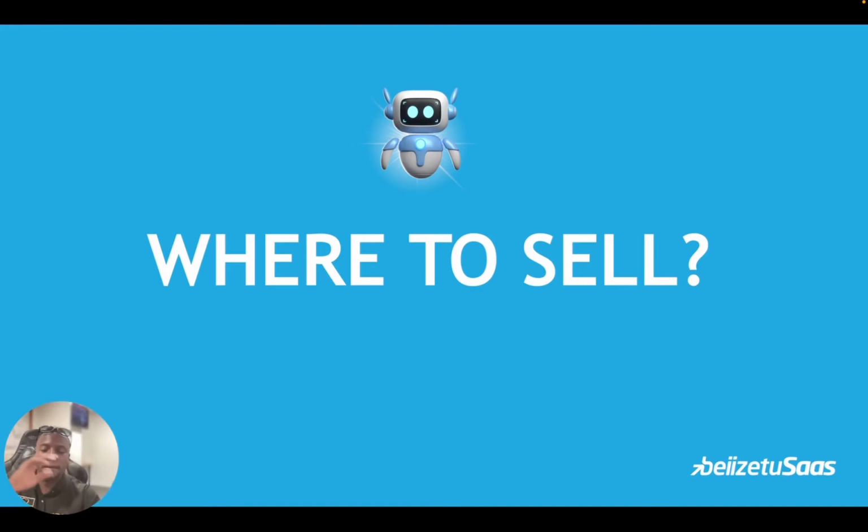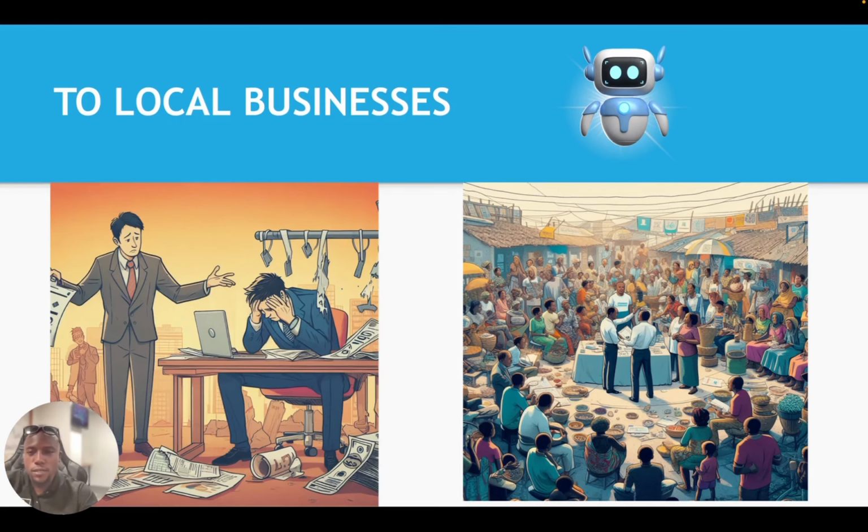Where to sell? Now this is the best part, because if you have a product and you don't know where to sell, then it will be a no-brainer deal or something like that. Where to sell: to local business owners. So how do you find these business owners? How do you know them? Understand, you need to know several industries.